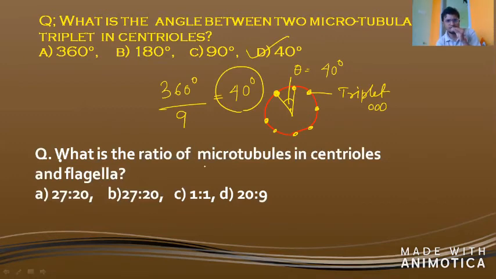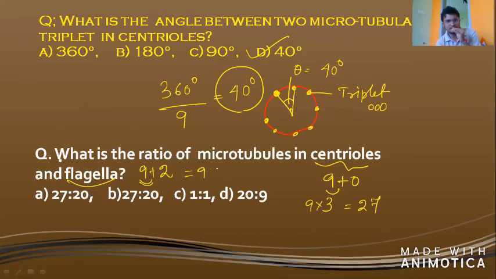And what is the ratio of the microtubules in centriole and flagella? In the centriole, it is 9+0 and it is triplet in nature, so 3 × 9 equals 27. And in the case of flagella, it is a 9+2 arrangement, so 9 is in doublets, so 9 × 2 plus 2, that is 20. So directly your answer is 27 is to 20. This is how we have to answer.